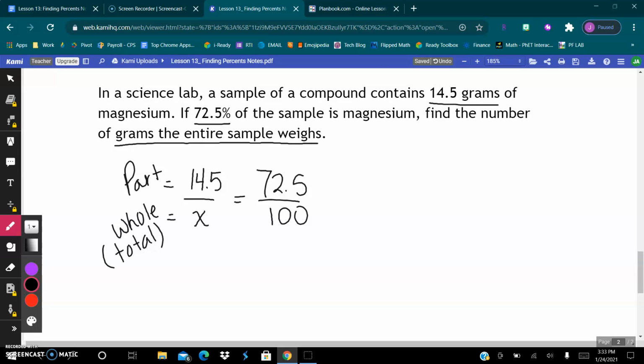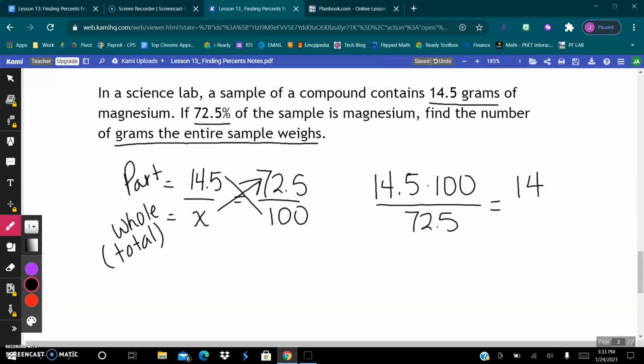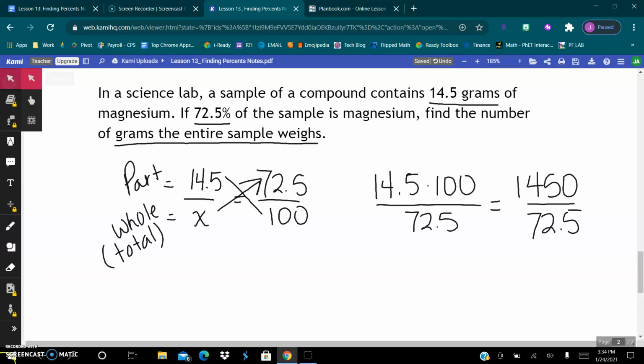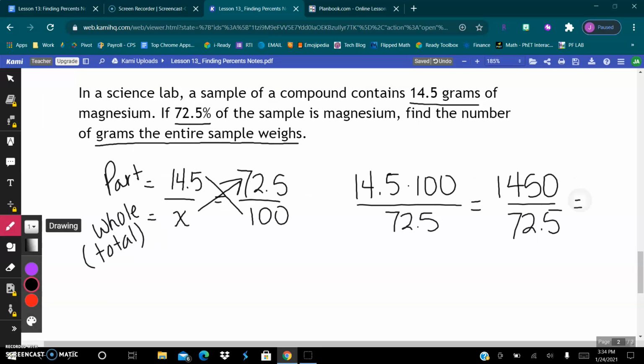So now we can cross multiply. We have 14.5 times 100. And across from the x is 72.5, so we have to divide by that. Timesing by 100, that would be 1,450. And dividing it by 72.5, that would give us an answer of 20. So how many grams does the entire sample weigh? It weighs 20 grams.